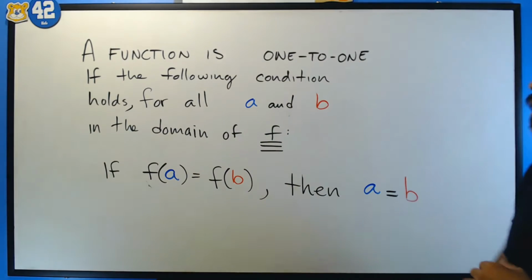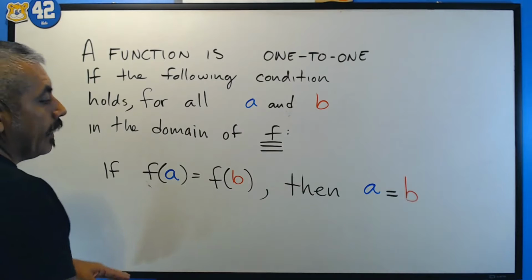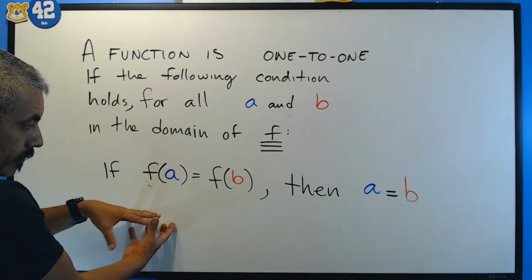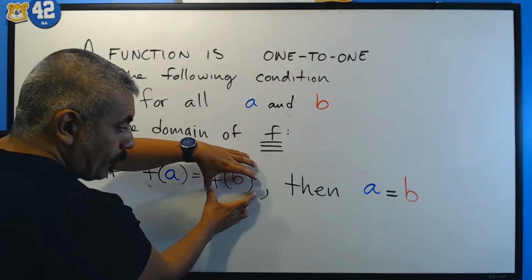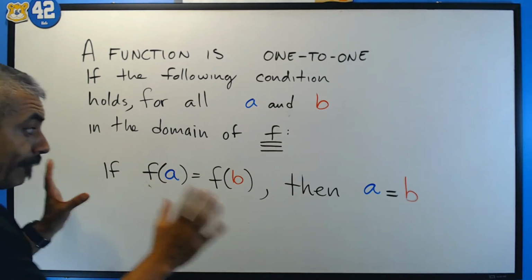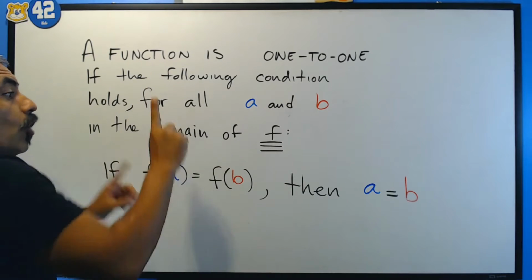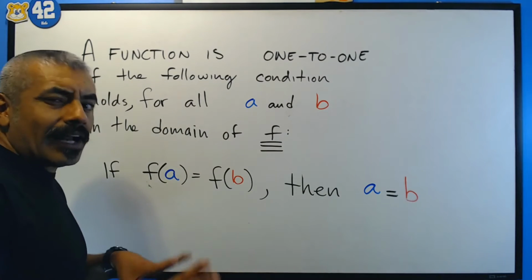A function is one-to-one if the following condition holds for all a and b in the domain of f: if f of a equals f of b, then a equals b. This literally means that if for any reason you plug in some number into a function and you get a result, f of a, you plug in some other number into the same function and you get some result, f of b, and those 2 results are the same, then this function is one-to-one only if a equals b. It's a kind of weird definition, but let's take a look at how we can use it.